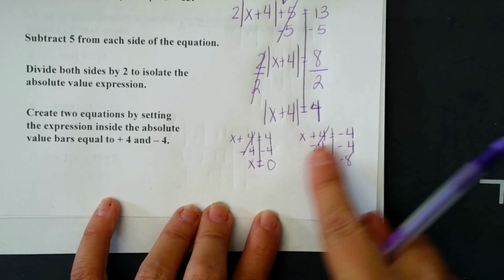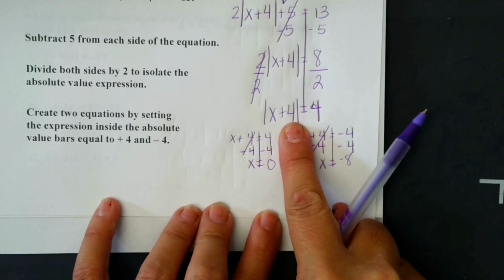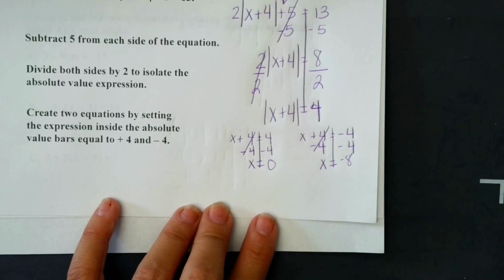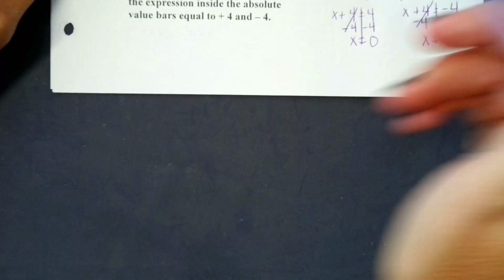You only pull it apart like this when there's an operation on the inside of the absolute value. If there's not an operation and it just says the absolute value of x, it's just plus or minus your number. But since I have 2 answers, how many checks does that mean you get to do? 2. Okay, so let's check it with our 0 first.